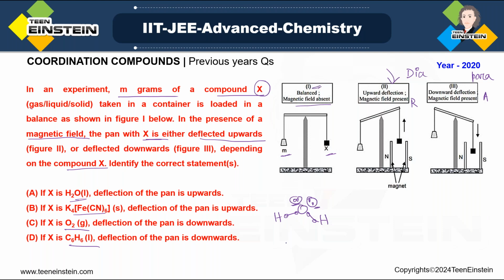So here we do not have any unpaired electron. That means it must be diamagnetic. If it is diamagnetic, it must be moving upward, right? Repulsion. So this must be true.